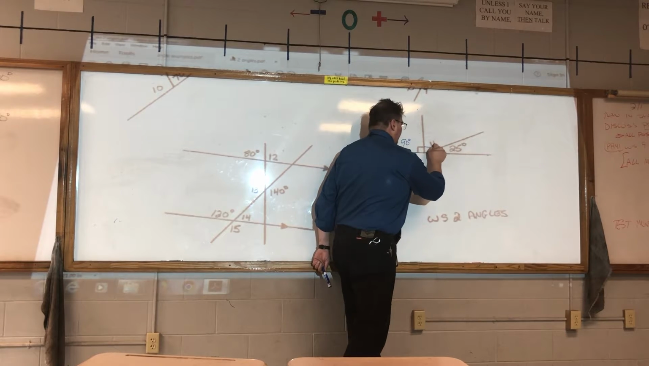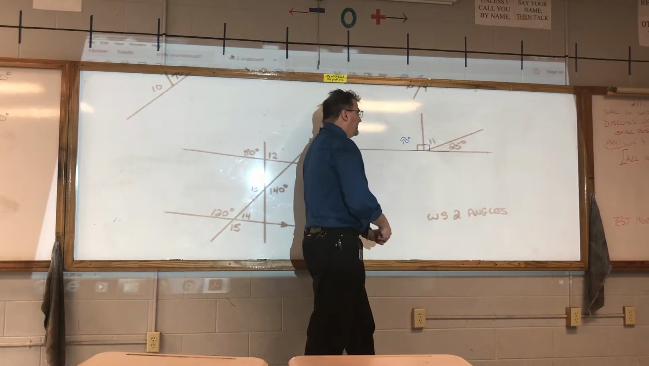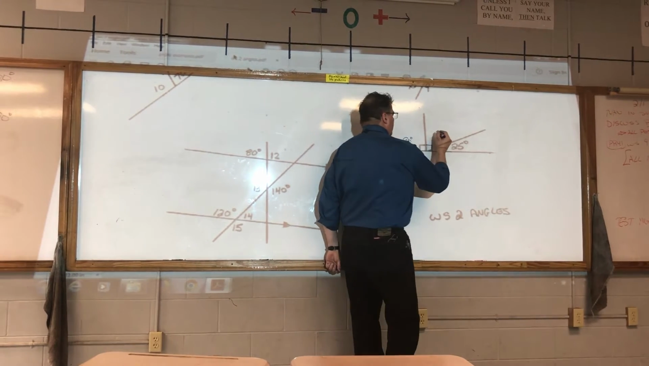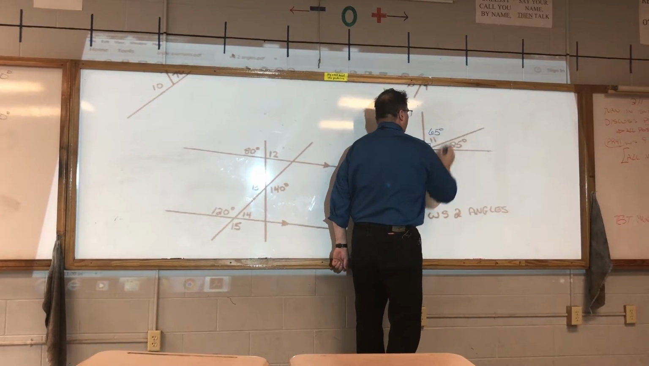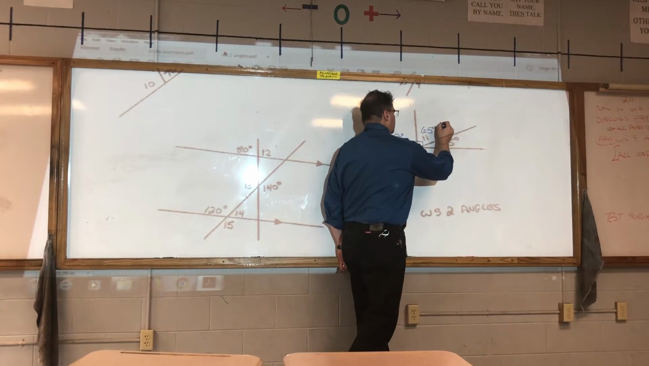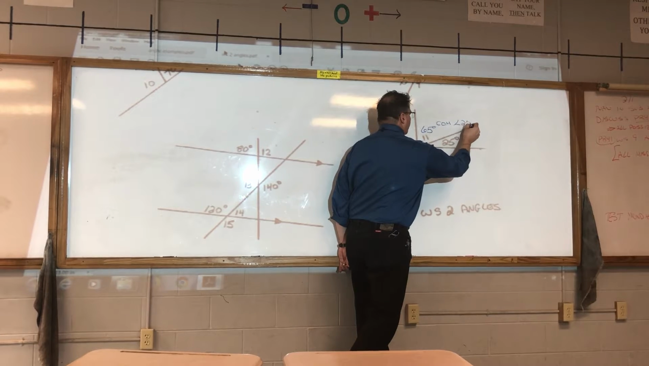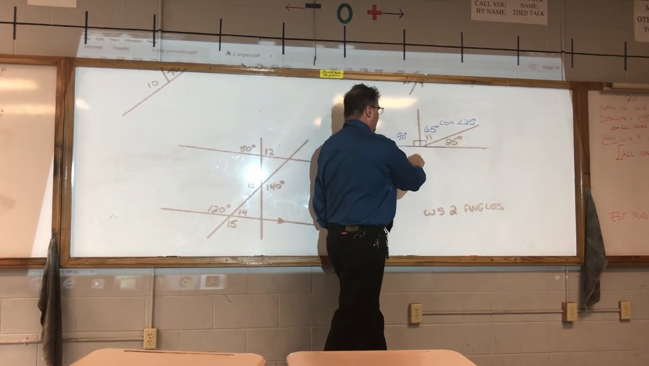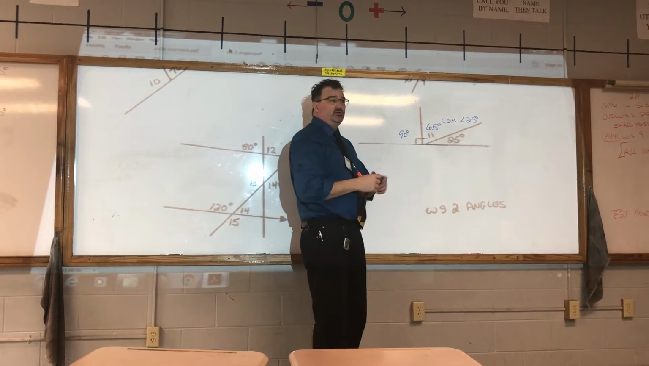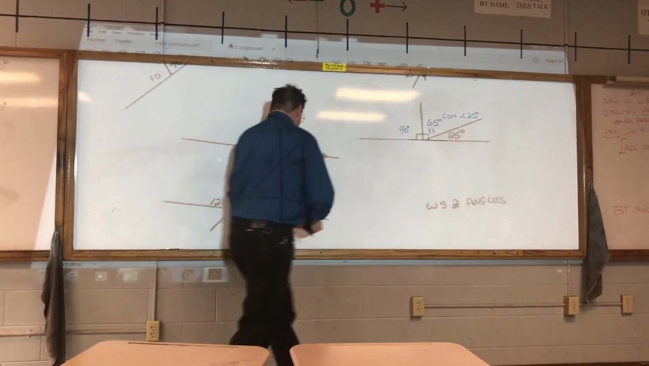So 25 and 11 have to add to give me 90. They are complementary. 65 plus 25 is 90. So it's a 65 degree angle because it is complementary to the 25 degree angle, because they form a 90. And again, we actually use supplementary to get that answer as well. Okay, almost done. We'll wrap this up.